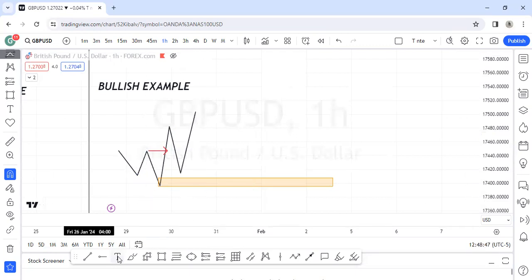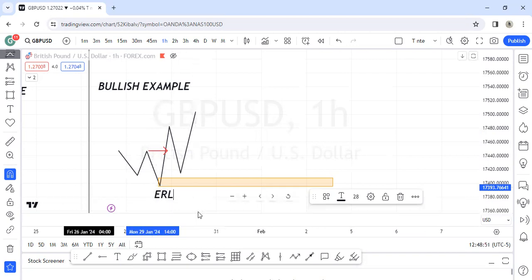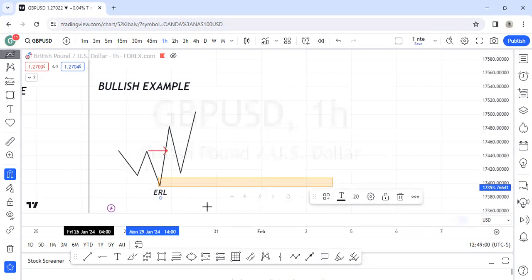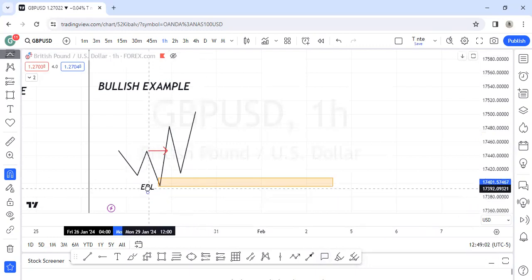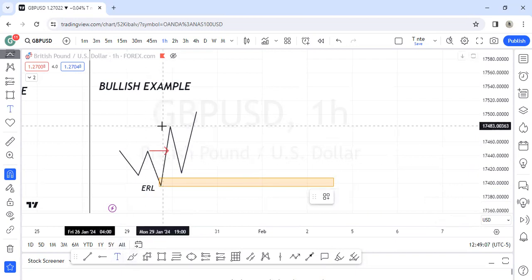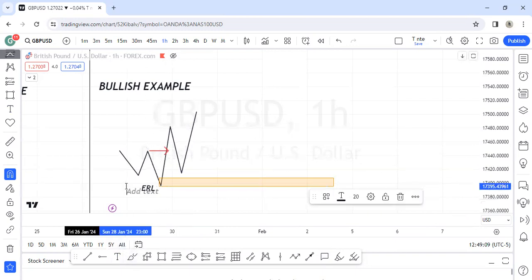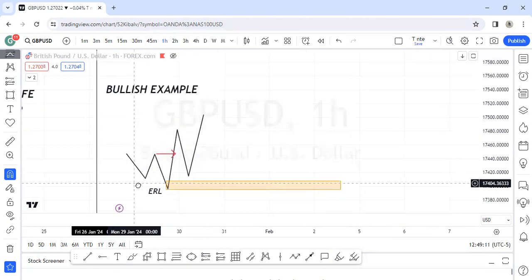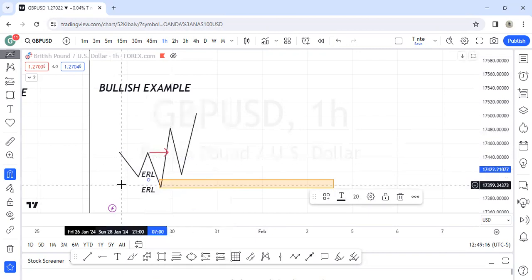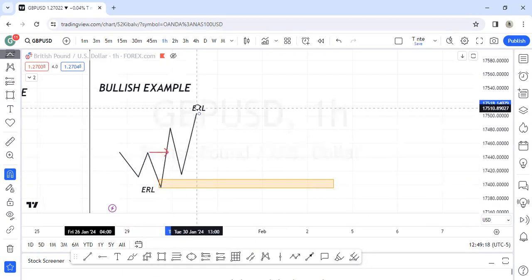So now we say, okay, this is our external range liquidity. Let me make that smaller. I want you guys to get this setup. Just get it. All right. So now we have our external range liquidity form here, and remember that it's the extreme low. Now, where is our extreme high? Remember I told you guys about the external liquidity. Don't forget, we have the external range liquidity above here.